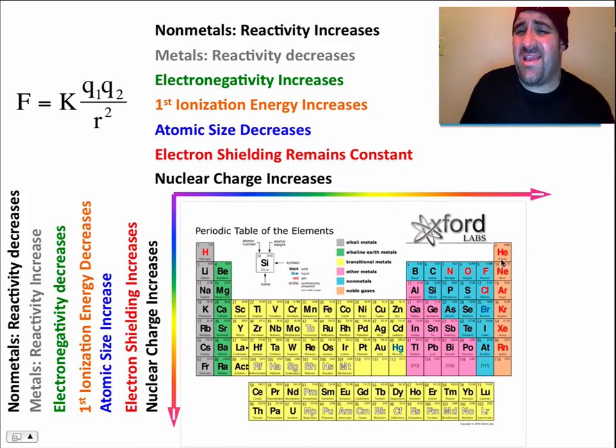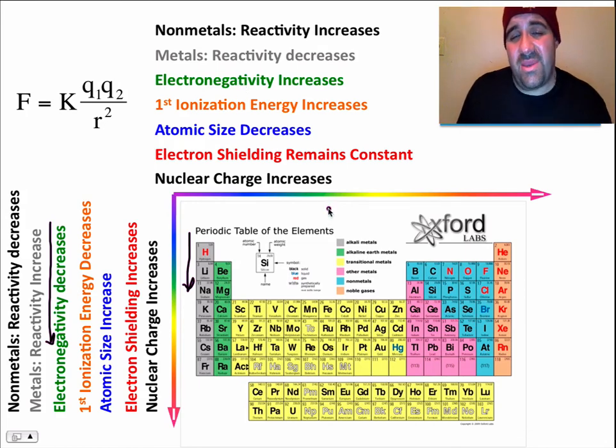And as you go down, metals do the exact opposite. They're not snatching electrons. They're losing electrons. And as you go down, the increased energy levels are going to make losing electrons easier because those electrons in those outer energy levels are very, very loosely held. They're very far from the nucleus, and there's a lot of electron shielding. So for metals, as you go down, they're going to become more reactive. And for metals, as you go across, reactivity is going to decrease.